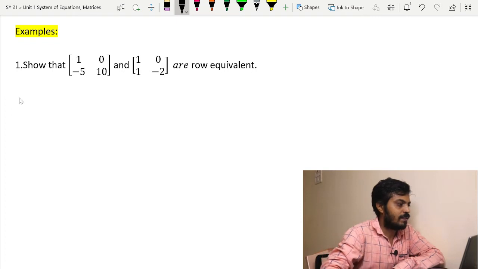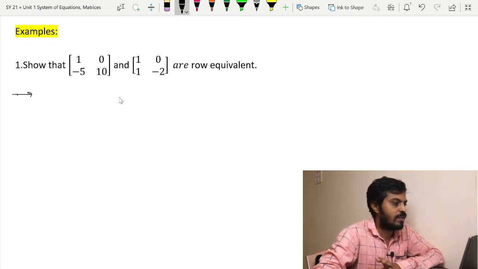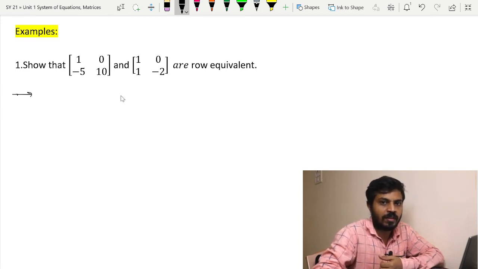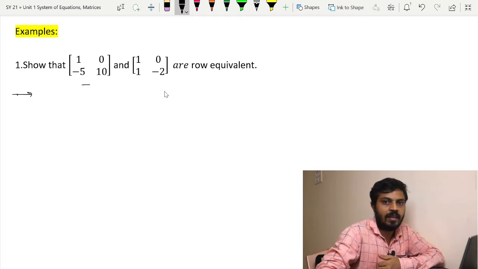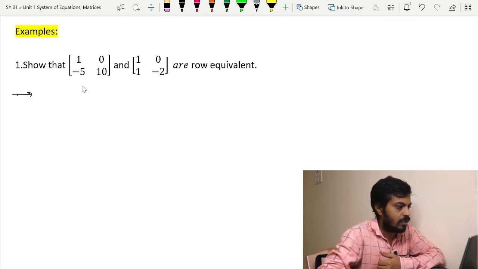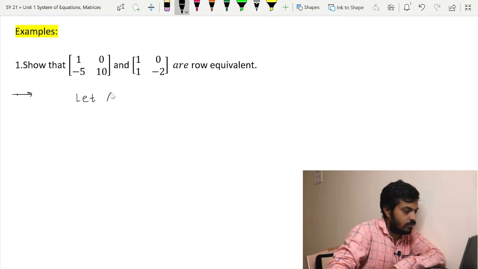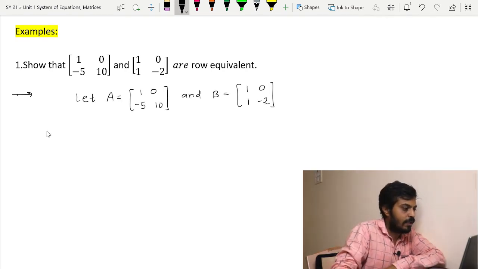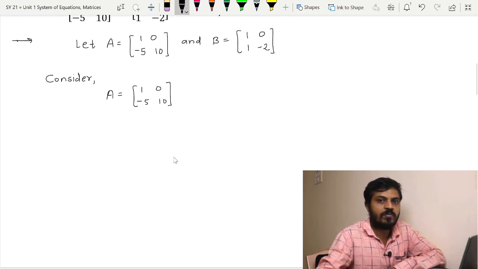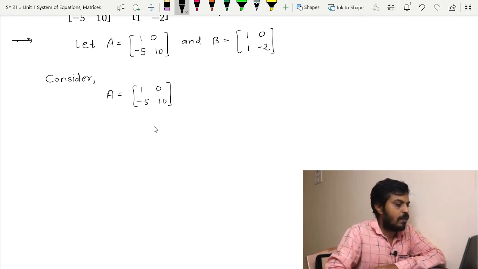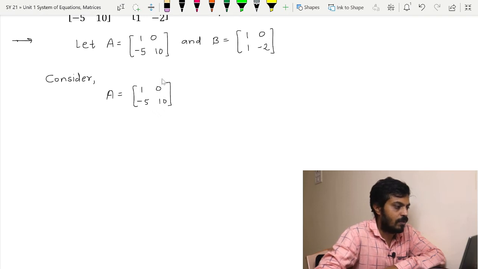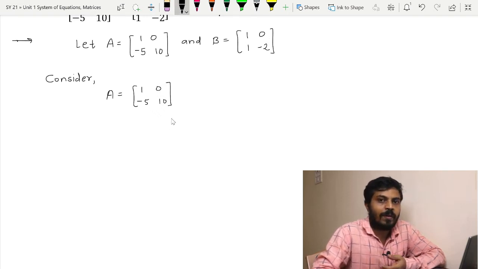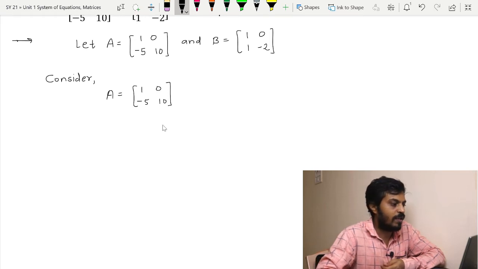It is asked to show that these two matrices are row equivalent. First of all I will give names to these matrices. I will call this matrix A and I will call this matrix B. So let A be equal to this matrix. As you can observe, the first row of matrix A and the first row of matrix B are one and the same. So naturally we have to apply the row operations on the second row of matrix A.